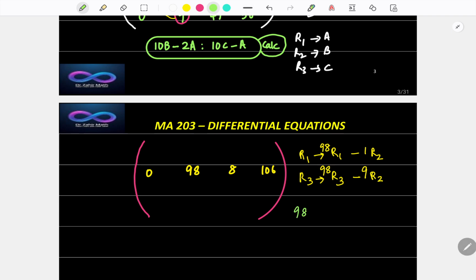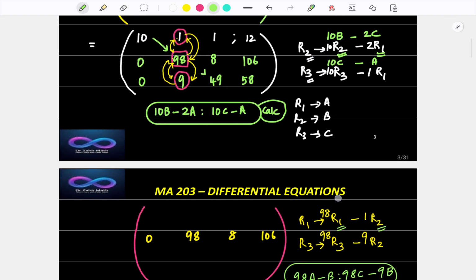Calculator part is 98. R1 means what? A minus R2 means what? B colon. And then 98 R3 means what? It's C minus 9 R2 means what? B. So this is the formula you are going to write in the calculator. And then press CALC. Okay. Let me write and come back.